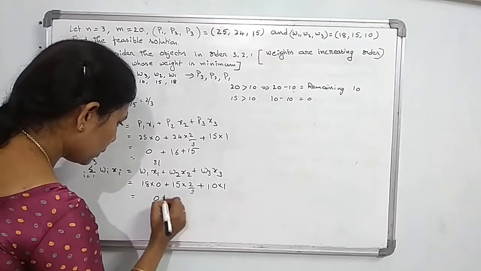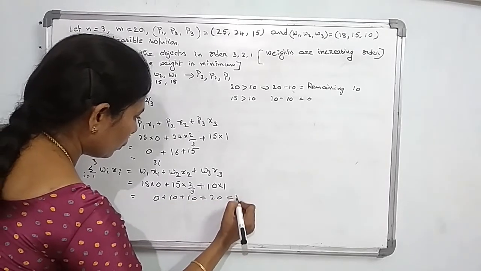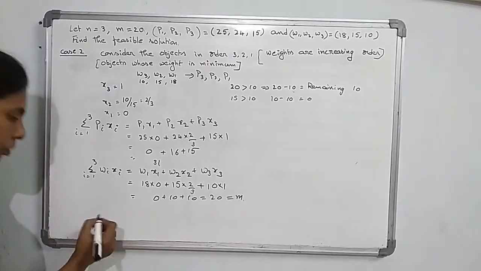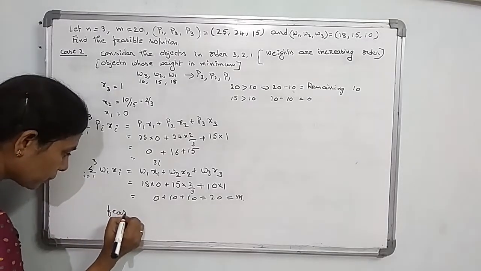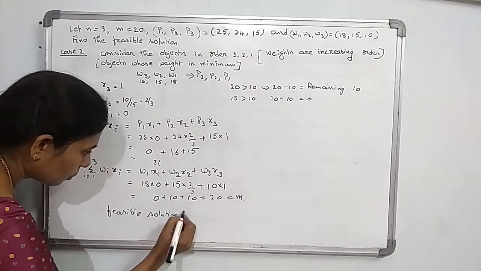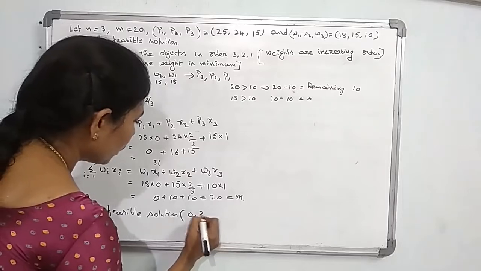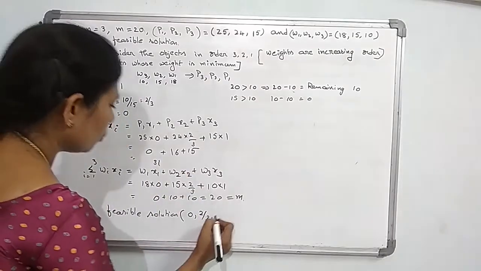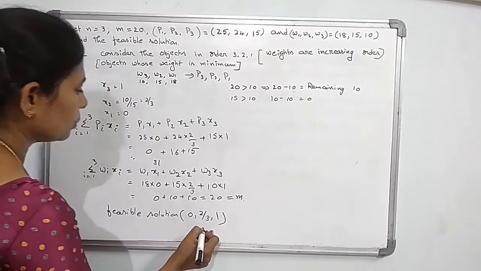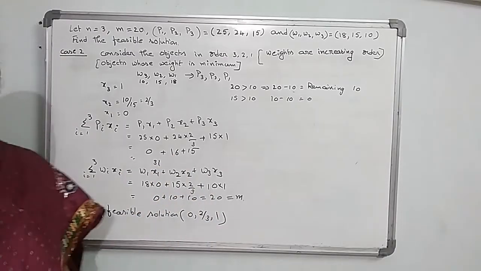So this is 0 plus 10 plus 10, that equals 20, which is equal to m value. So now you can find out what is the feasible solution. The feasible solution is x1 value equal to 0, x2 value equal to 2 by 3, and x3 value equal to 1. So this is another feasible solution with the value 31. So this is the case 2.